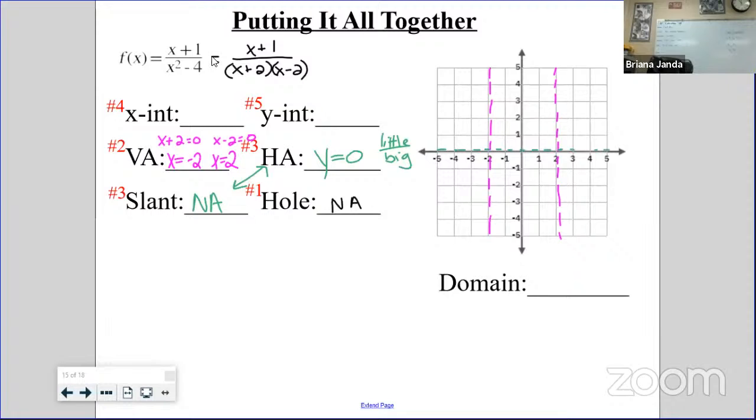And I apologize, we're going to go through this as fast as I can so we can see as much as we can before we get out of here. X-intercept is going to be where our numerator equals 0. So at x equals -1. And our y-intercept, we're going to plug in 0. I'm going to always plug into the unfactored form.